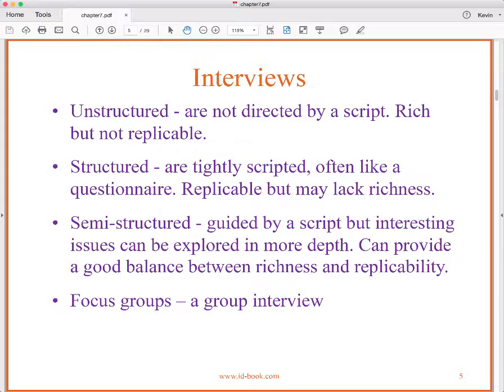Now, focus groups, or interviews, focus groups are group interviews. They are probably most typically used in a market research point of view, but you can use them really in any interviewing situation. They could be unstructured, structured, semi-structured. What's really different about a focus group is the group dynamic.